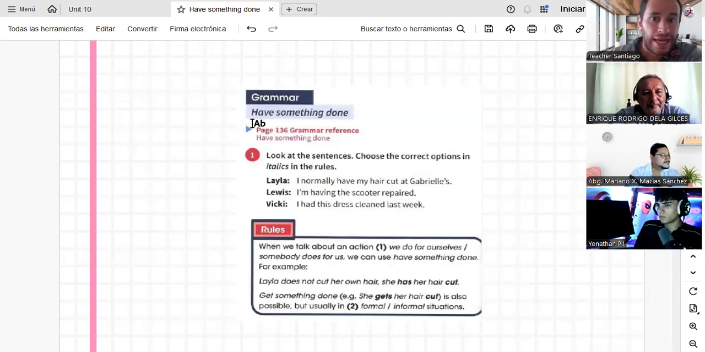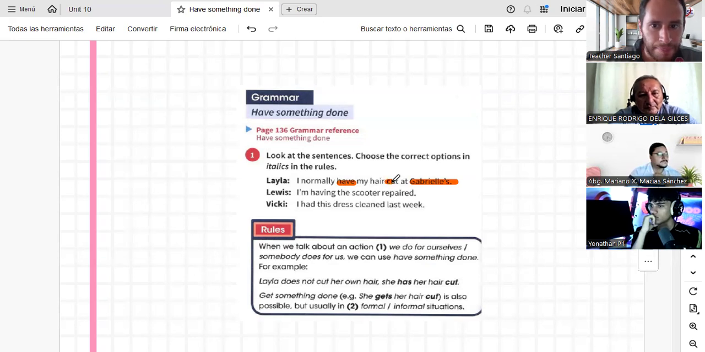So, have something done. Look at the sentences, choose the correct option in the rules. It says, Laila, I normally have my hair cut at Gabriel's. This is the place, right? The hairdresser. Lewis, I'm having the scooter repaired. Here we have the auxiliary have plus the verb in past participle. Here we have present progressive, so we use verb to be, the auxiliary have with ing, having, and the verb in past participle, repaired. And Vicky, I had this dress cleaned last week. This is past, right? The verb have in past, the auxiliary. So the verbs go in past participle.